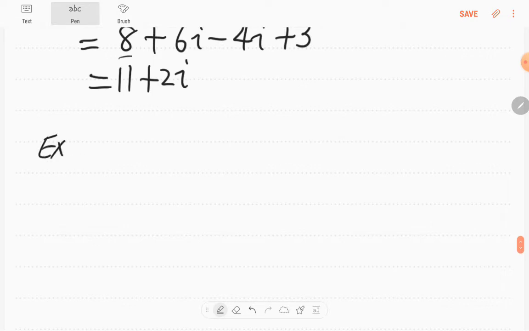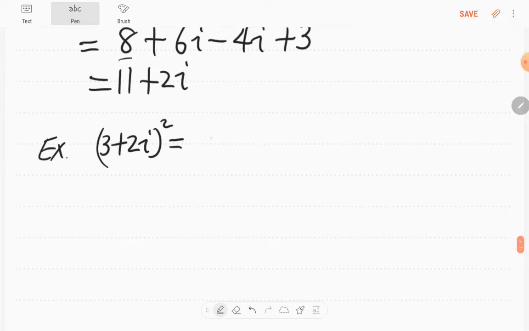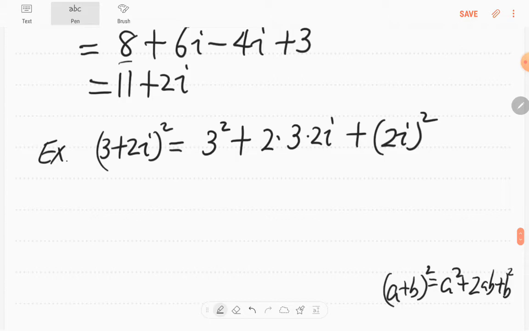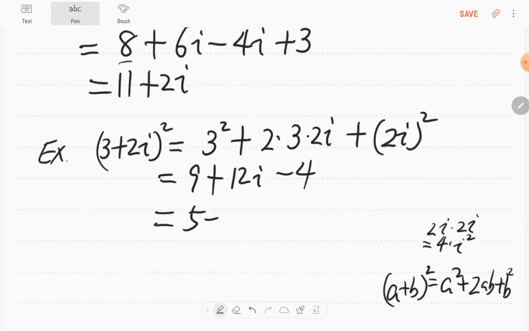Another example is 3 plus 2i squared. So just as usual, a plus b squared equals a squared, 3 squared, plus 2 times 3 times 2i, right? Plus 2i squared. This is the formula, right? a plus b squared is equal to a squared plus 2ab plus b squared. So this is 9 plus 12i. Okay, and 2i squared is 2i times 2i, which is 4 times i squared, right? i squared equals negative 1, so it's negative 4. So this is 5 plus 12i.